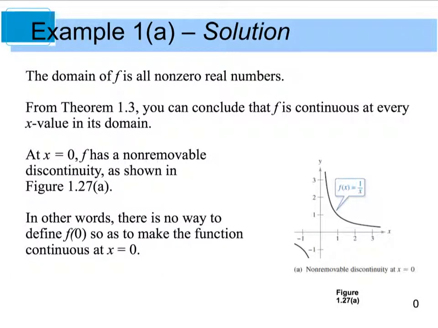Okay, the first one, f of x equals 1 over x. This is non-removable discontinuity because there's no way that we can change the function to get rid of that x on the bottom. If we were to graph it, we could clearly see that there's a vertical asymptote at x equals 0, and we can't get rid of that. So f is continuous for all points except at x equals 0, where we have non-removable discontinuity.